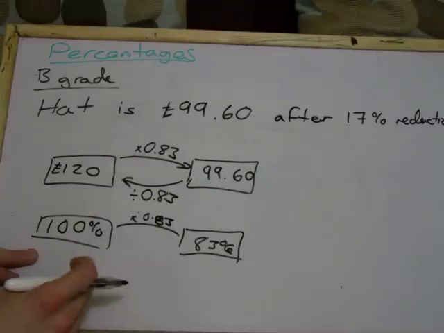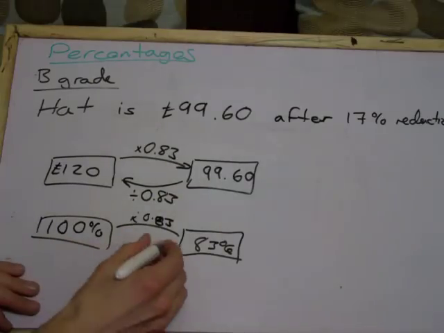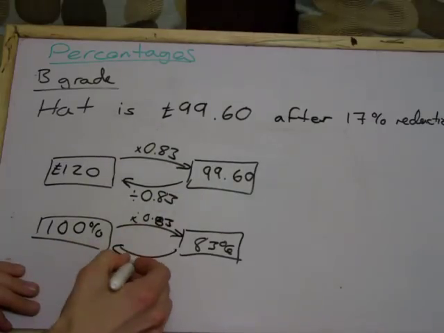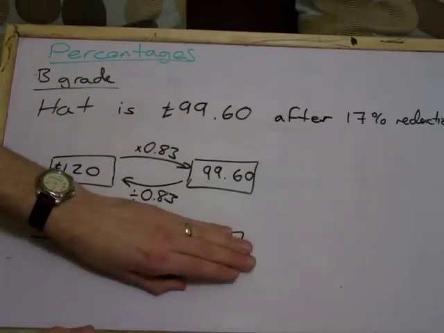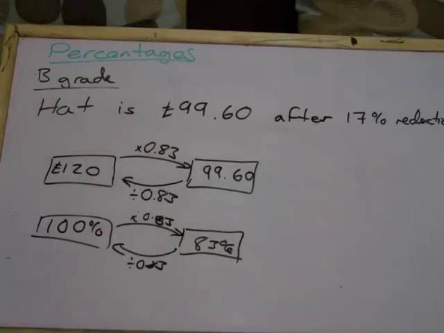Now 0.83 times 100 is going to be 83, and then obviously to reverse it, I divide by 0.83. Okay, don't get too confused by that, but that's just showing you that it also works if you use the percentages as well.